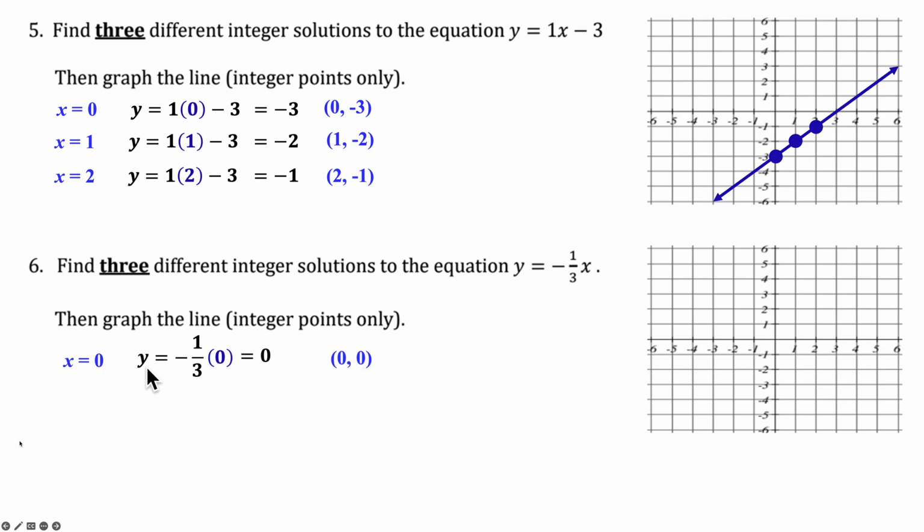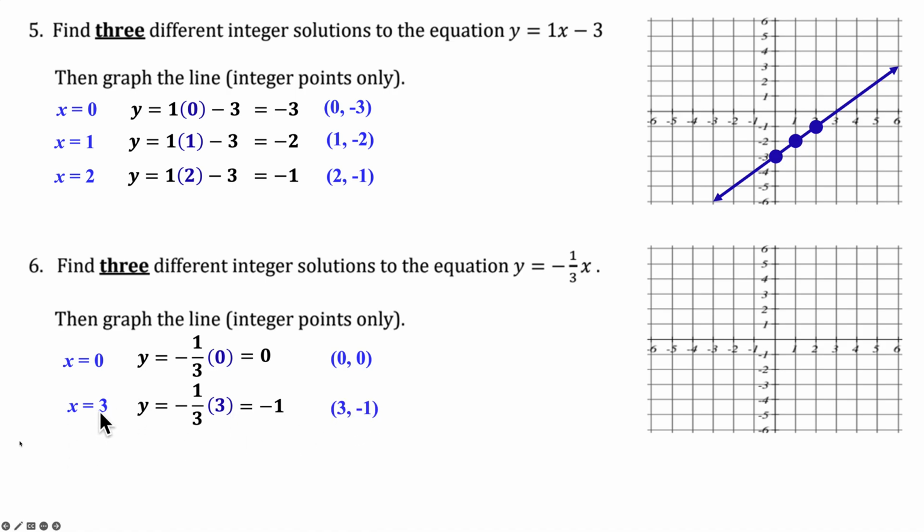Now here we want to be smart. We don't want to use 1 now because then you got to work with fractions. So ideally you want to cancel this denominator. So now your x's you want to count by 3. So I'm going to put x equals 3. So negative 1/3 times 3. The 3's cancel. That leaves me a negative 1. There's my point at 3, negative 1.